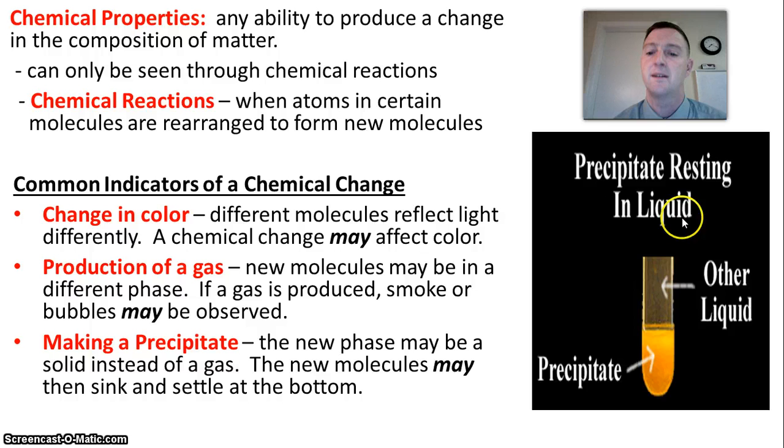What does that look like? Here's what you have. You've got separation of phases. I've got the new thing that's formed on the bottom, and the original solution here on the top. So precipitate rains down and takes up the bottom of the flask or the tube, whatever you've got.